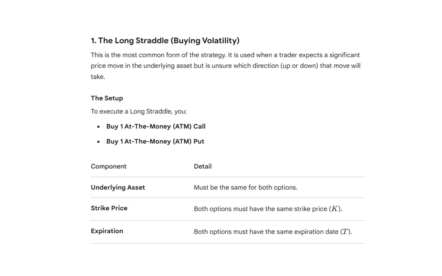The long straddle: buying volatility. This is the most common form of the strategy. It is used when a trader expects a significant price move in the underlying asset, but is unsure which direction, up or down, that move will take.